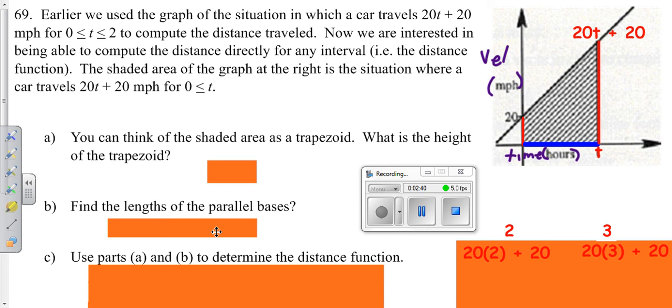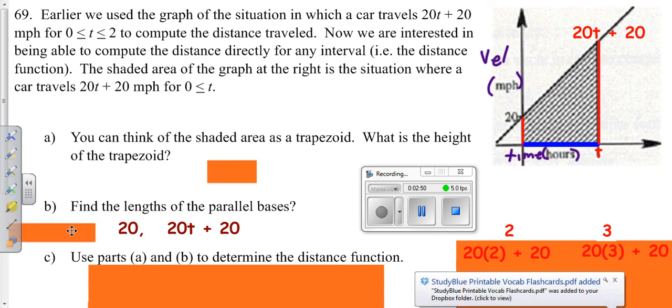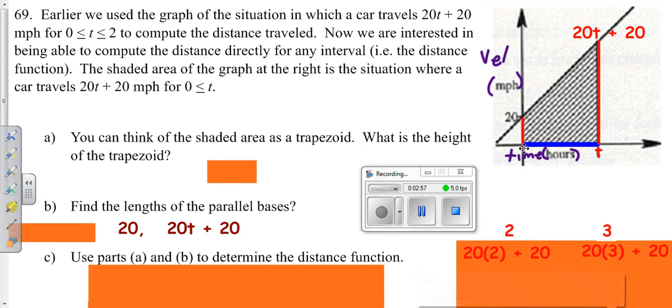So our two bases are the 20t plus 20, that's the long one there, and our short base here, which went from 0 up to 20, our y-intercept, is 20. Our height, that's the blue, that's the distance from here over to here. So we're starting at 0, going all the way over to t, so the distance in between our bases is just t.